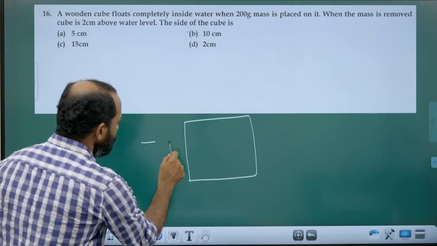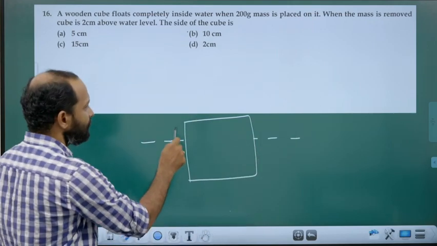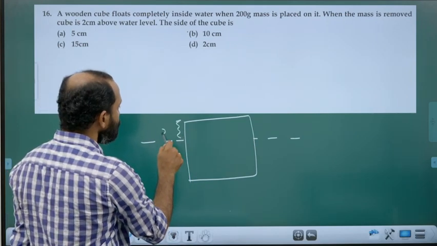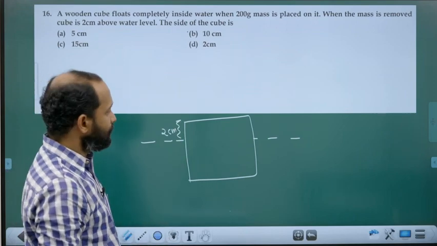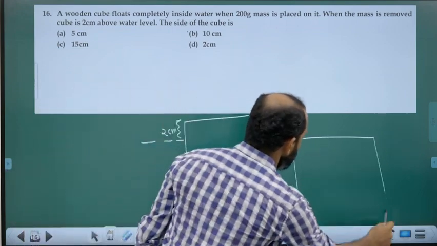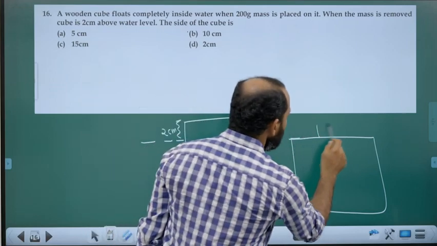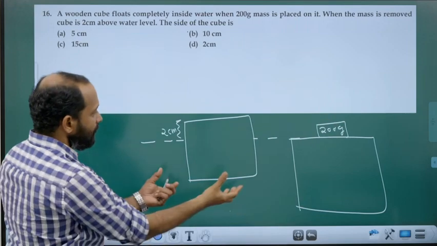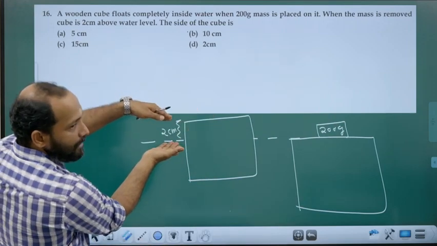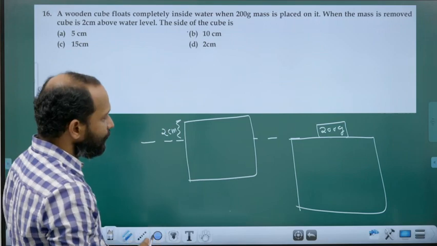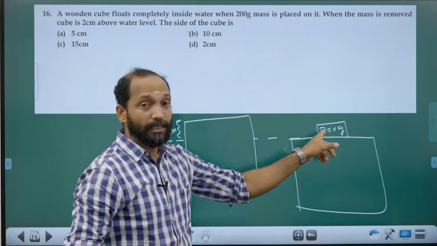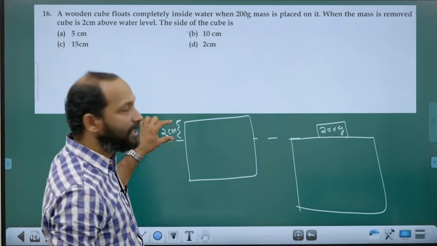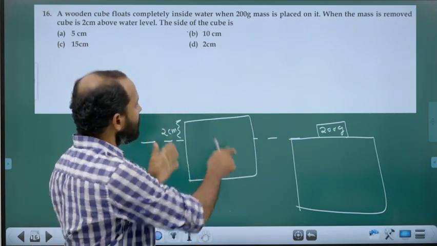Now, when the 200 gram mass is removed, it rises above by 2 centimeter. That means when it was fully immersed, another 200 gram mass was kept. When that 200 gram mass is removed, it rises up, so the 2 centimeter comes up. What do you mean by that? This 200 gram of mass will be displacing a 2 centimeter height of water column corresponding to this cube.